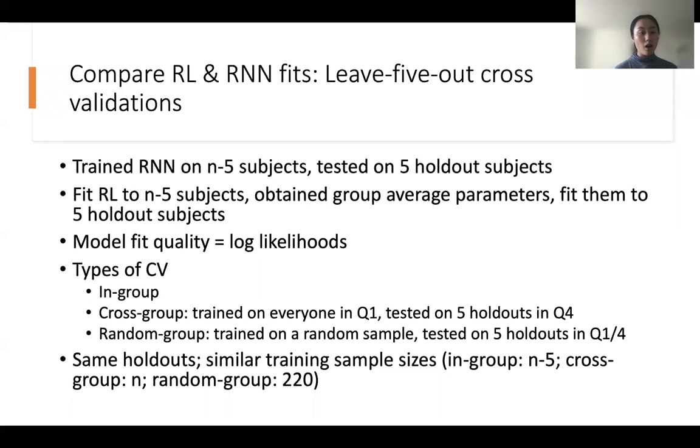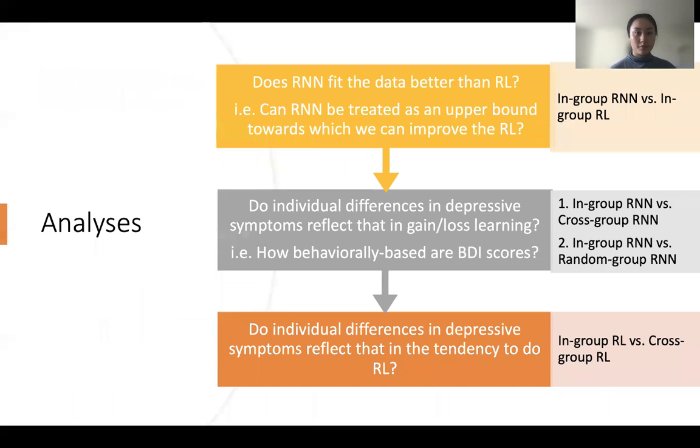Essentially, in all 3 types of cross-validations, we had the same number of holdouts, and the holdout participants were the same across different types of cross-validations. We also have similar training sample sizes. By using the 3 types of cross-validations, we wanted to ask 3 questions. The first one is, does RNN fit the data better than reinforcement learning model?